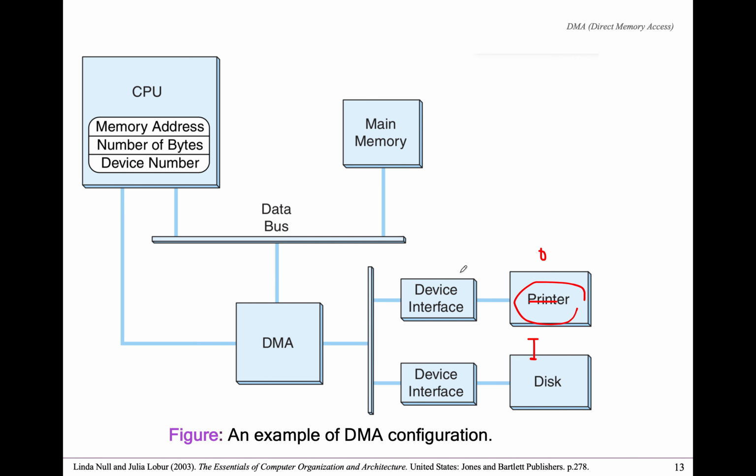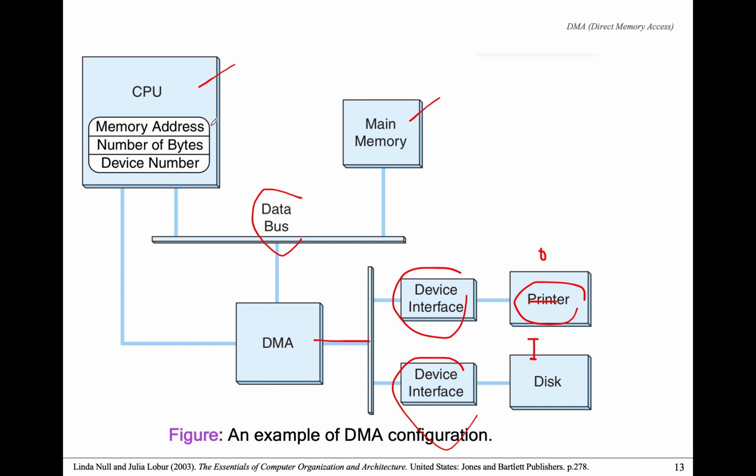So of course you need to have something in between. You cannot go directly to your CPU, to your computer. You have the device interface between each, whether it is input or output, right? Then it's going to connect to your DMA. So on top of your DMA, how you communicate with your CPU and your memory is through the data bus.